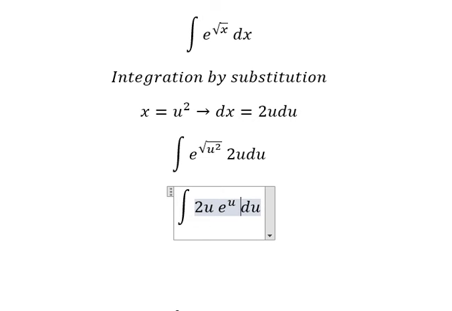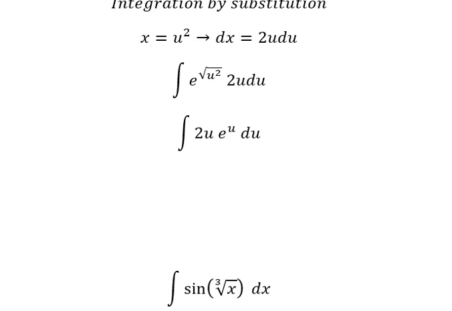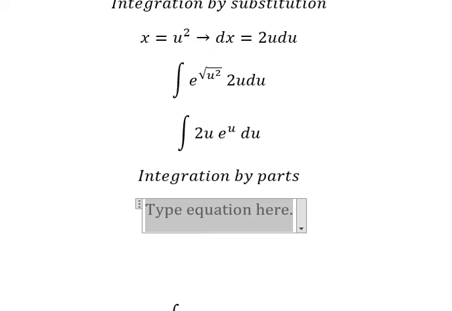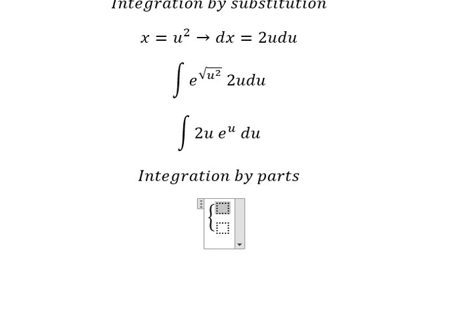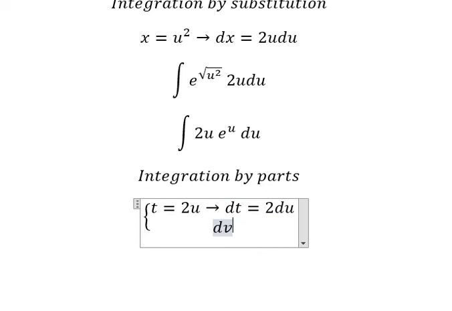Next, we need to use integration by parts. So I will put t equals to 2u. Now we need to do first the derivative for both sides, and we have dt equals to 2 du. dv is e to the power of u du. The integration of this one is this one.